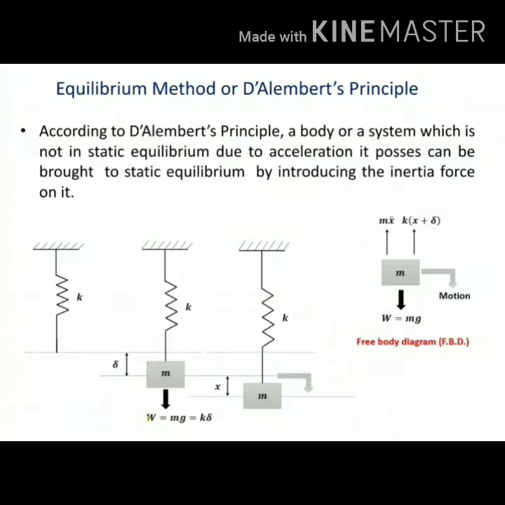So in a vibrating system, the algebraic sum of inertia forces and all external forces acting on the system must be equal to 0. So this principle is used for developing the equation of motion for vibrating system, which is further used to find out the natural frequency of vibrating system. So we consider a spring mass system constrained to move along the axis of the spring.